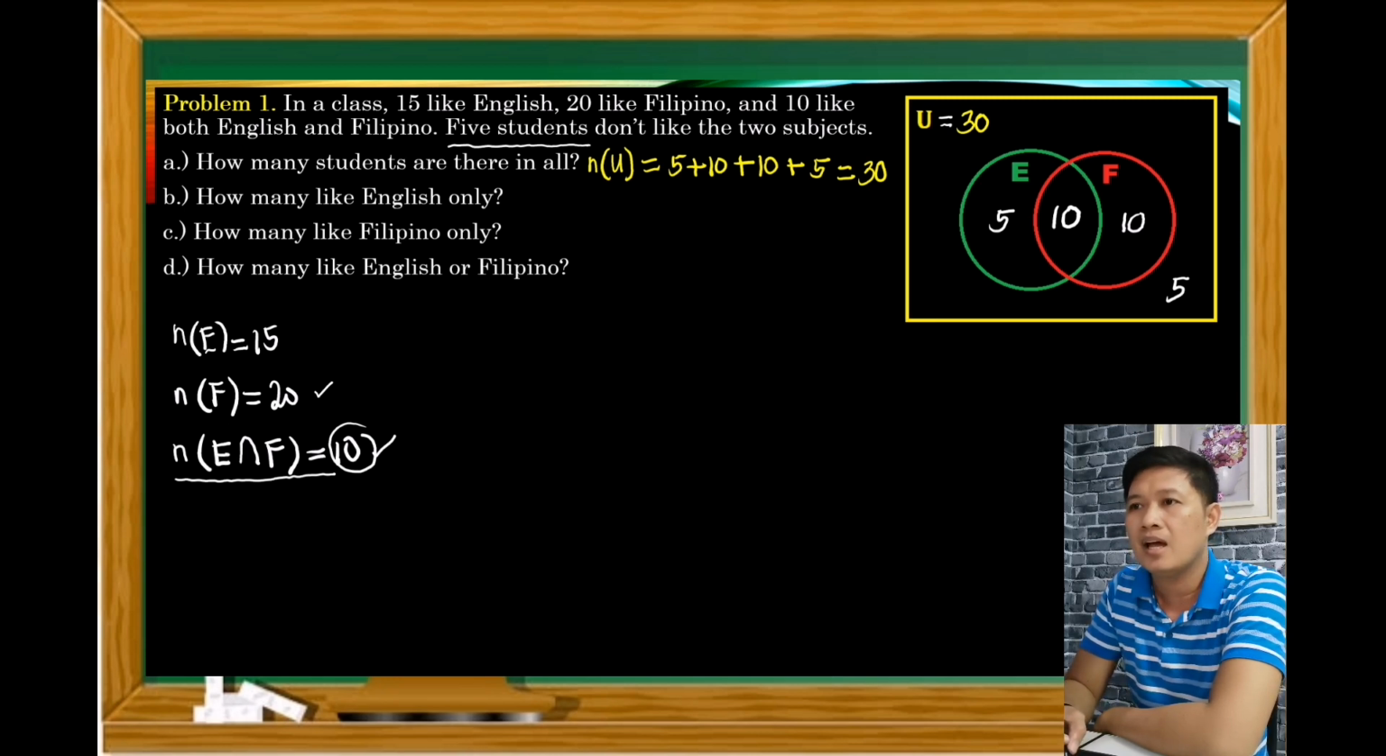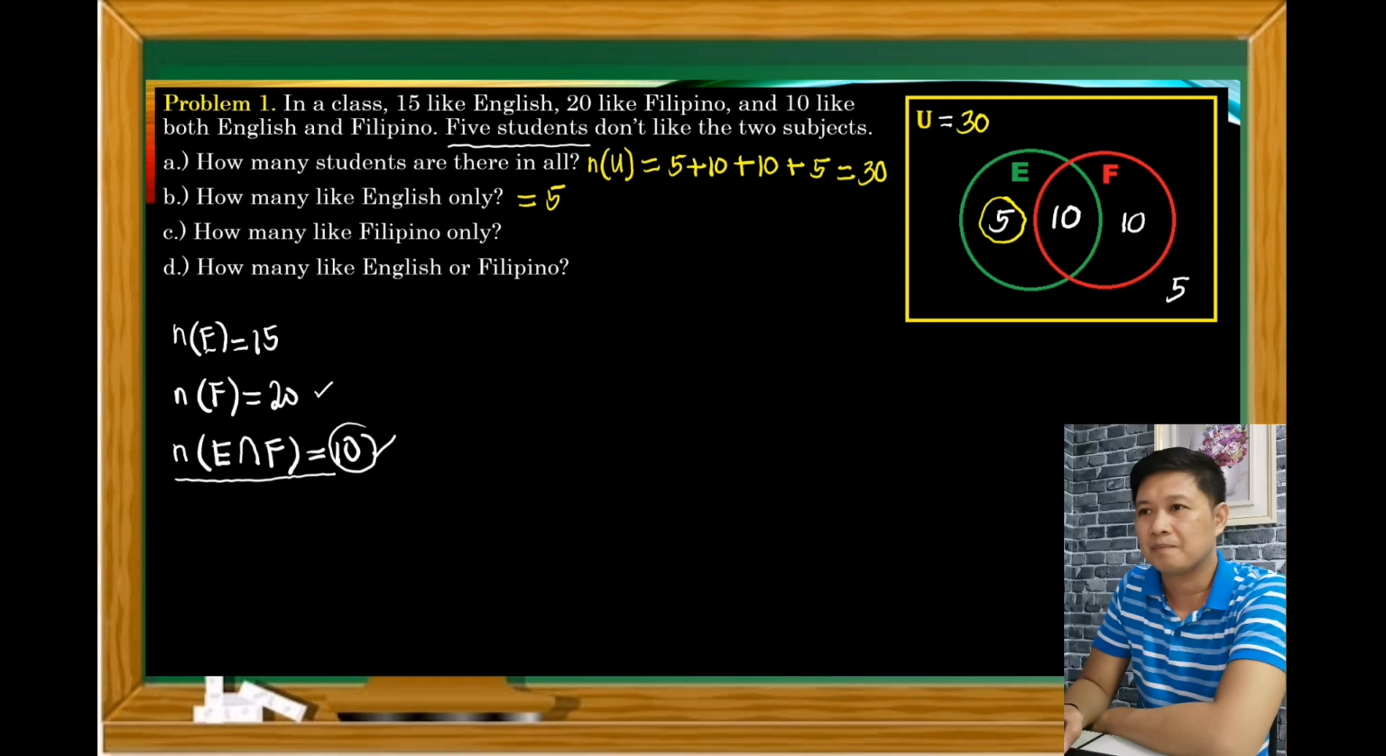Okay, letter B. How many like English only? Only English is liked. So, if we look at the circle of English, we have 5 that is not part of Filipino and we have 10 that is part of Filipino. The question is clear. How many like English only? So, it means this is the only one we will take. Okay? So, the answer is 5. Okay. How about letter C? How many like Filipino only? Again, like in letter B, this is also the only one we will take. So, that is equal to 10.